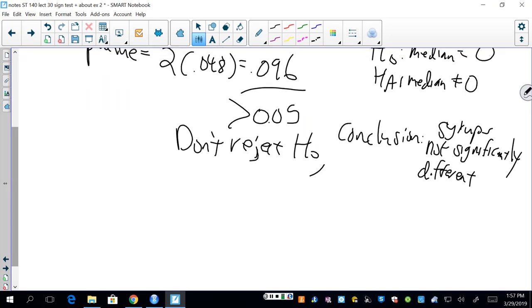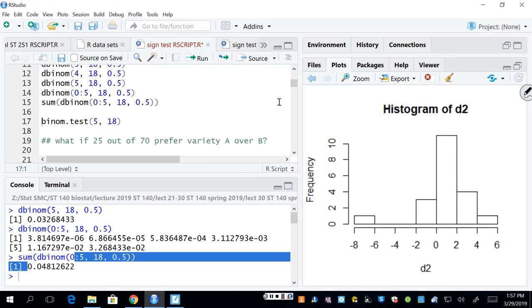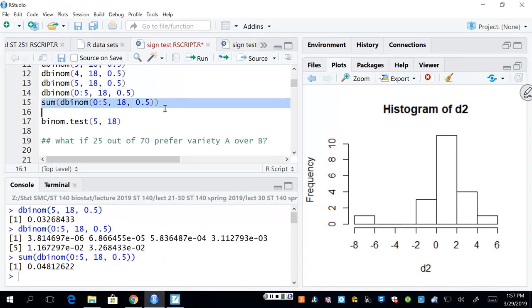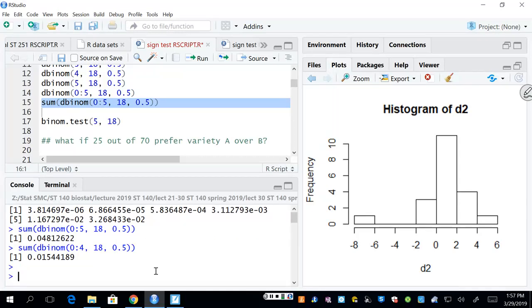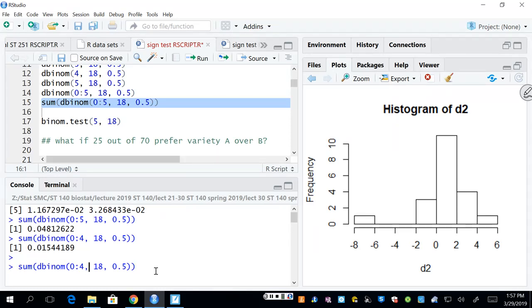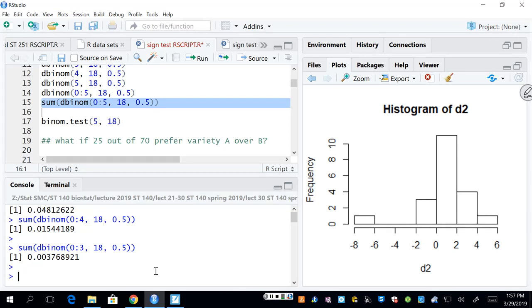You can think about what would happen if we had even fewer people preferring A and giving negative differences there. If we had only 4 people out of 18, right? The tail area, the chance that you're more than that would be 0.015. And if we doubled that, we'd get 3%, and that would be significant. Or even just 3 people out of 18, right? That's really imbalanced, and there's a very, very small probability that would happen if it's truly 1/2.